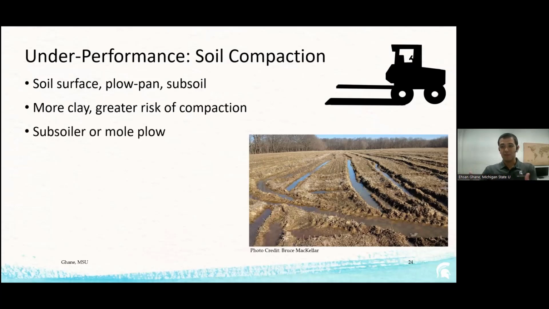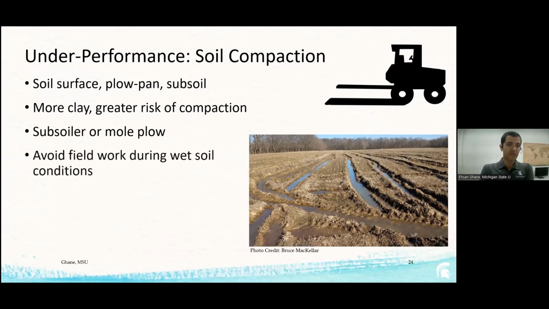And so if you have this issue, then you will need to break that compacted layer with tillage, a subsoiler, or a mole plow. Mole plow is another one of those really cool ways that you could do that. There's information on the web, on the drainage website of Michigan, with more information on the mole plow.